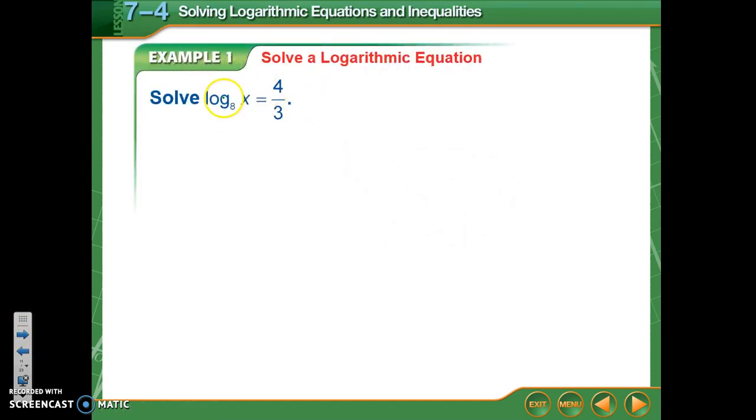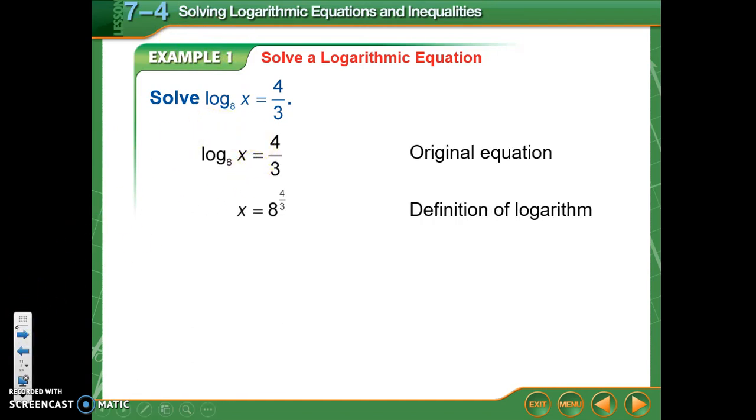So for example, here I have log base 8 of x equals 4/3. Notice I have a logarithm on one side, no logarithm on the other side. Okay, so that's the kind of equation we're looking at here. A logarithm on one side and not on the other side. So this is my original equation, and we're going to use the definition of a logarithm to rewrite it in exponential form. So 8 to the 4/3 is equal to x. So I rewrote it. Now my logarithm is gone, and now I can just solve this like normal.